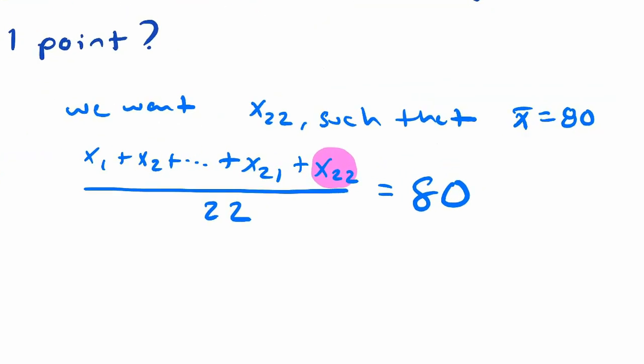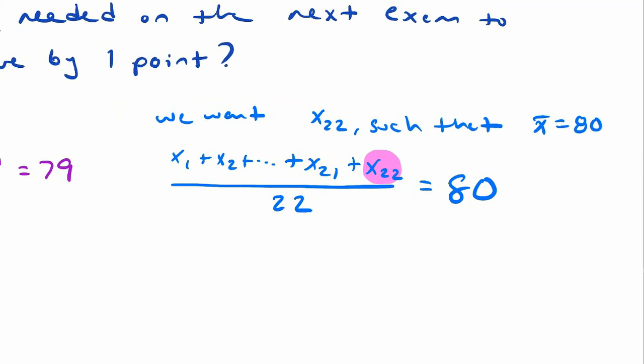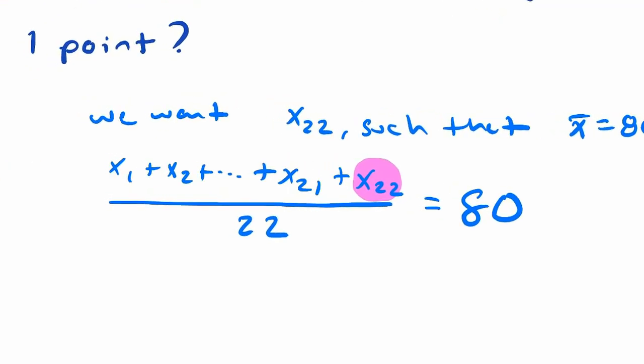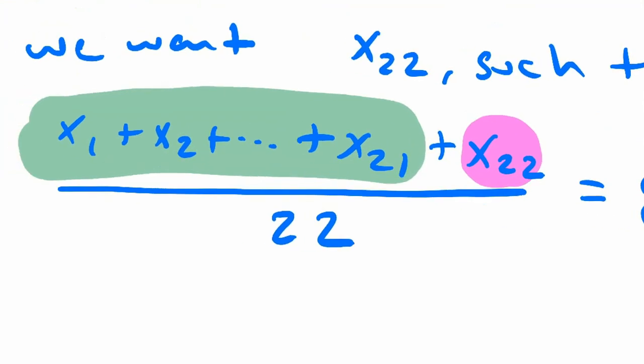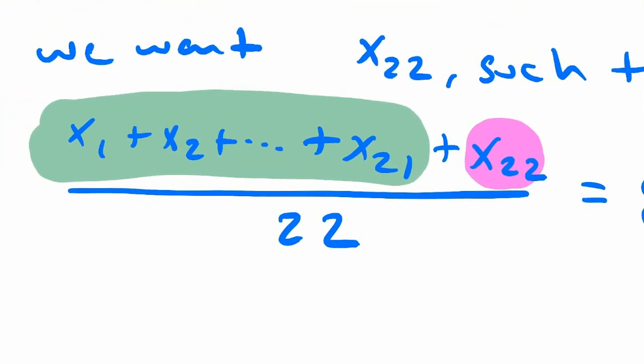Now, ultimately, we're going to have to use this equation to solve for x22 because that's the only equation that has the thing we're looking for in it, namely x22. What are we going to need to know in order to solve for x22? We need to know one of two things. One, what each of the individual test grades were. We don't. Or, without knowing that, we at least need to know what this thing adds up to that I've highlighted in green.